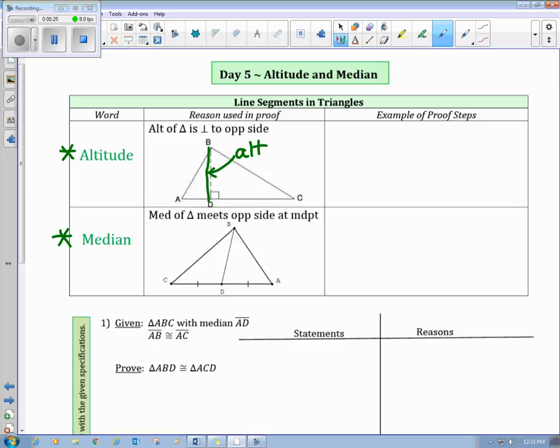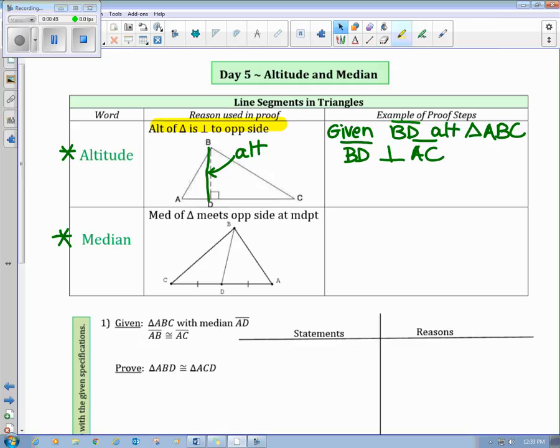And if we were given that BD is the altitude to triangle ABC, our next step, according to the reason, is that we would say that BD is perpendicular to AC. So using this reason, we go in and we say that because we know we have an altitude, we know that those segments are perpendicular. And then we know, based on what we've been doing for this whole unit, that we would take that and go in then and start talking about our right angles.